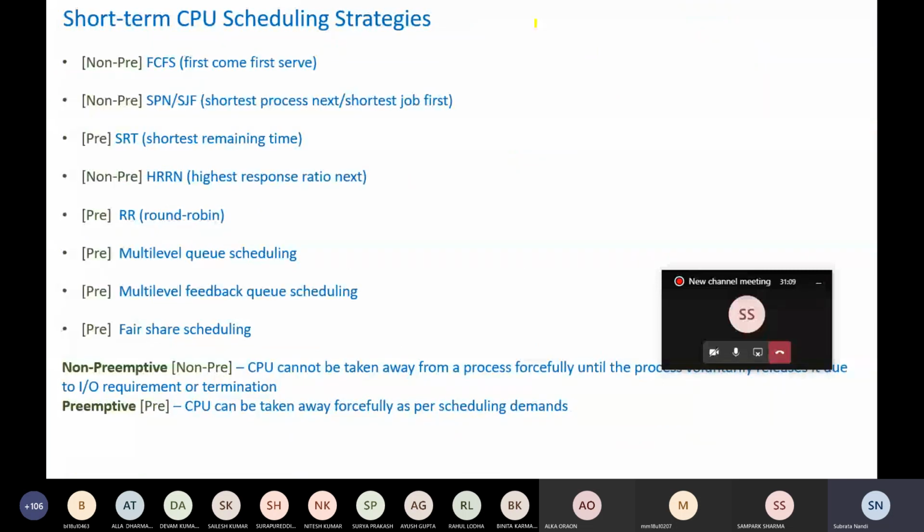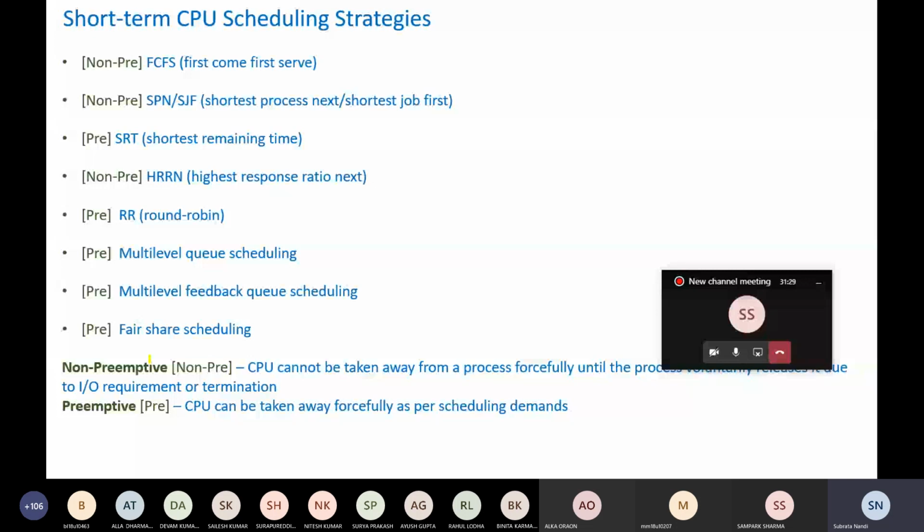Next, this is the list of the CPU scheduling strategies. There are a few of them. I'm not going to explain them here because we'll have the details of each of them. The point is some of these are non-preemptive in nature and some of them are preemptive. Three of them are non-preemptive and the rest are preemptive. Preemptive, a term we already came across, means the CPU can be taken away forcefully as per scheduling demands.